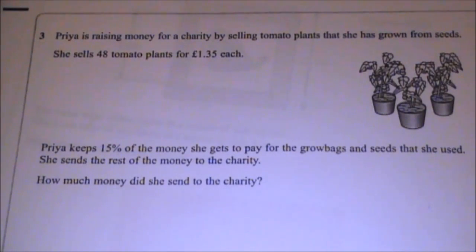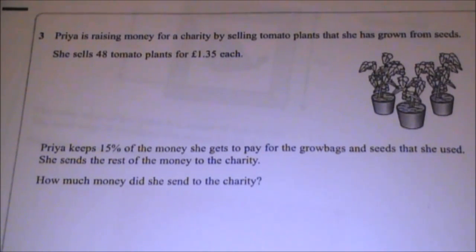Question 3 is a percentage question, but it's all about costing, and the maths is hidden in the problem here. So Priya is raising money for a charity by selling tomato plants that she has grown from seeds. She sells 48 tomato plants for £1.35 each. Priya keeps 15% of the money she gets to pay for the grow bags and seeds that she used. So she keeps 15%. She sends the rest of the money to the charity. How much money did she send to the charity?